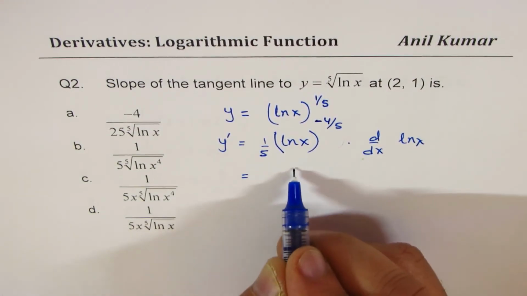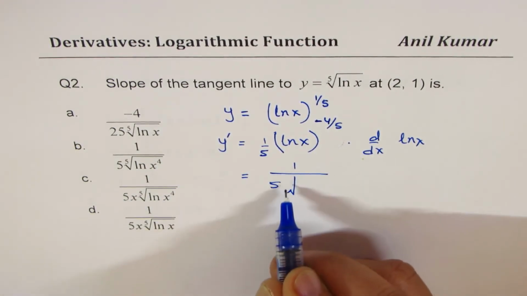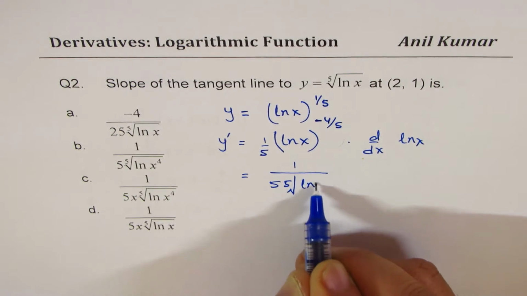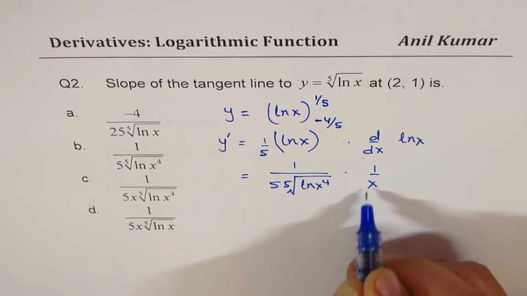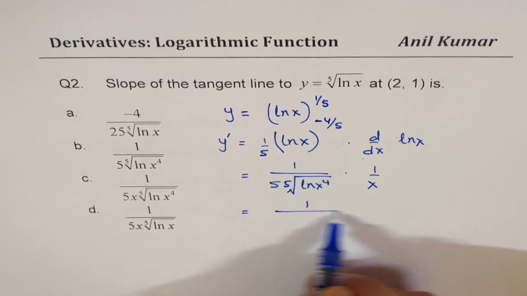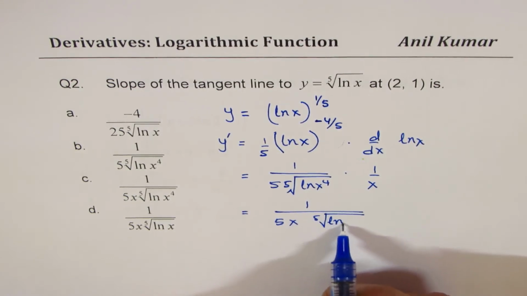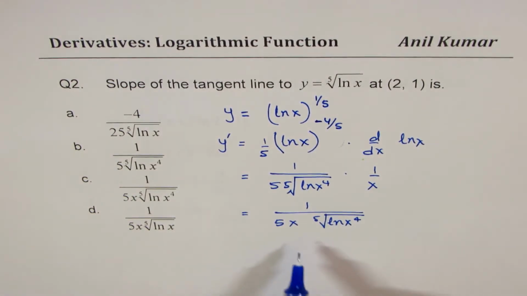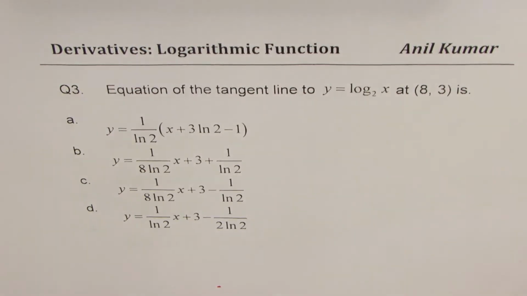So that gives us 1 over 5. Since all of them are written like this, I'm writing this as the fifth root of ln x to the power of 4. Perfect. And the derivative of ln x is 1 over x. So what you get here is 1 over 5x times the fifth root of ln x to the power of 4. So the answer which matches is option C. So I hope it is well understood, it's clear. Now onwards, I'd like you to pause the video, copy these questions and solve. Question number 3.